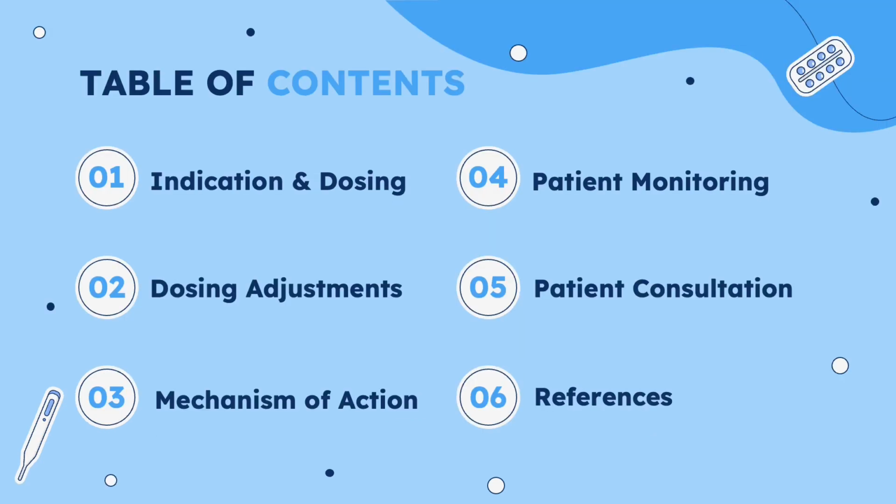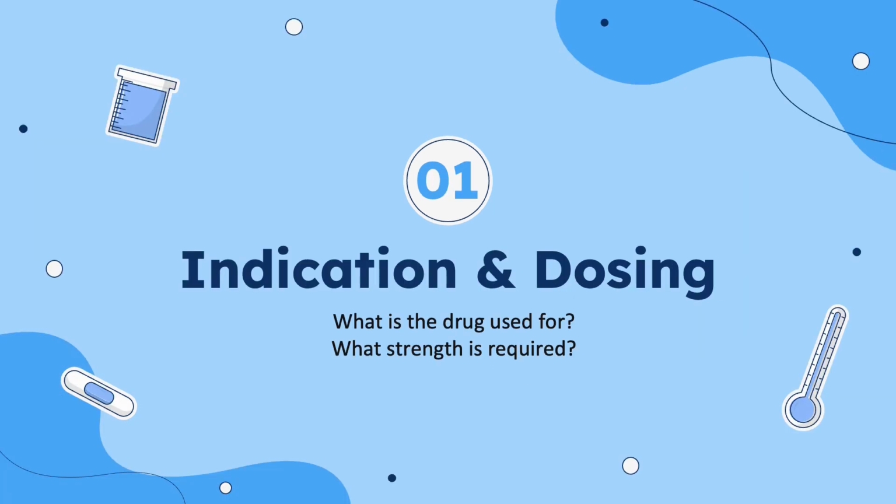This is a table of contents. First, we'll be discussing indication and dosing. Second, dosing adjustments. Third, mechanism of action. Fourth, patient monitoring. Fifth, patient consultation. And sixth, references. First, indication and dosing.